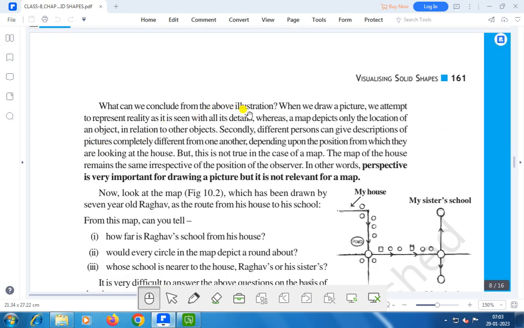What can we conclude from the above illustrations? When we draw a picture, we attempt to represent reality as it is seen with all its details, whereas a map depicts only the location of an object in relation to other objects. Secondly, different persons can give descriptions of pictures completely different from one another, depending upon the position from which they are looking at the house. But this is not true in the case of a map. The map of the house remains the same irrespective of the position of the observer. In other words, perspective is very important for drawing a picture, but it is not relevant for a map.